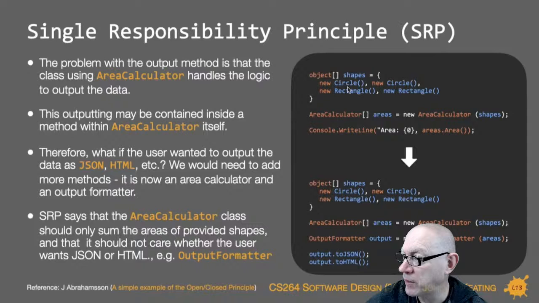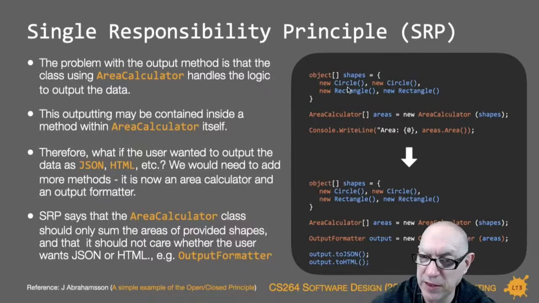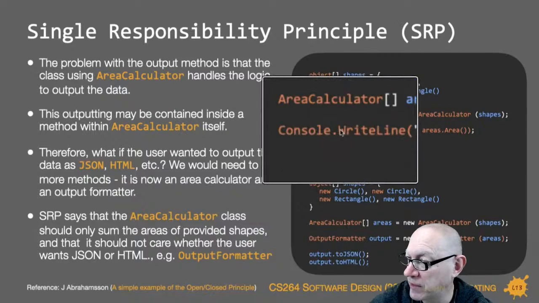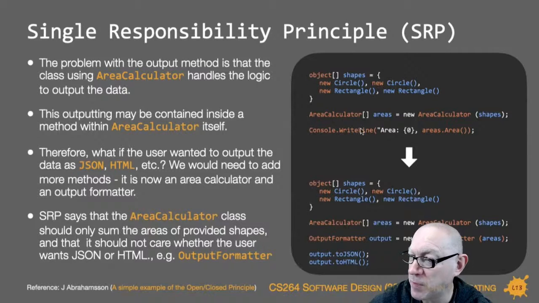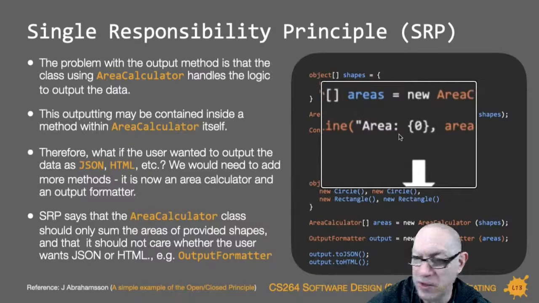So here we have our example that we had earlier combined into one. Here we have our object, which is an object array, and it contains a bunch of shapes: circle, circle, rectangle, rectangle. We calculate the area for this, and then we output the total area. Now, the outputting here may be contained inside of a method within the area calculator itself. So this line here, console.writeLine area, that could be in the class itself, could be elsewhere. But what happens if we wanted to actually output? So this just gives us the output here, and we've formatted the output, as you can see as well.